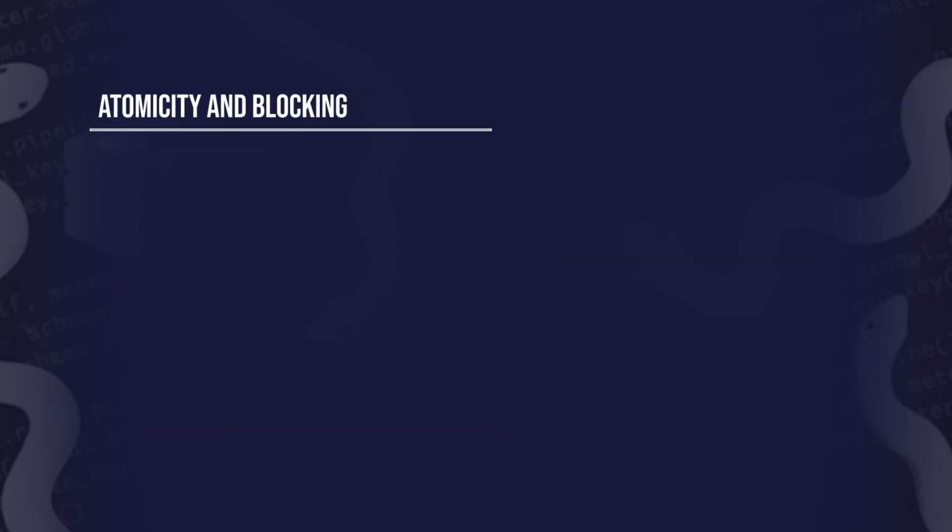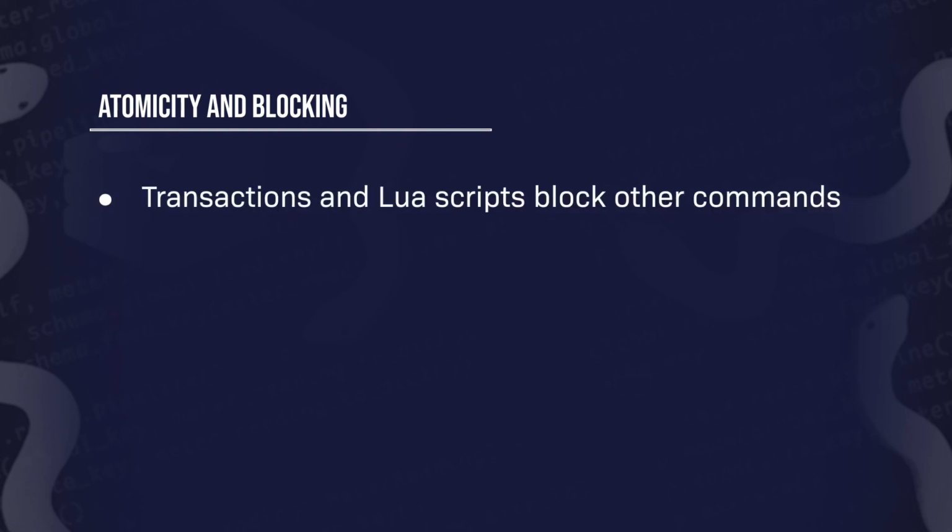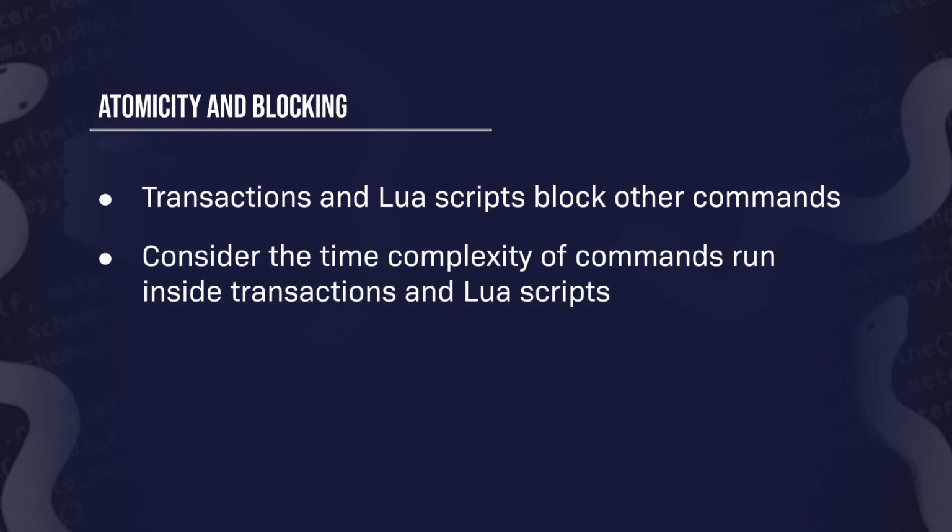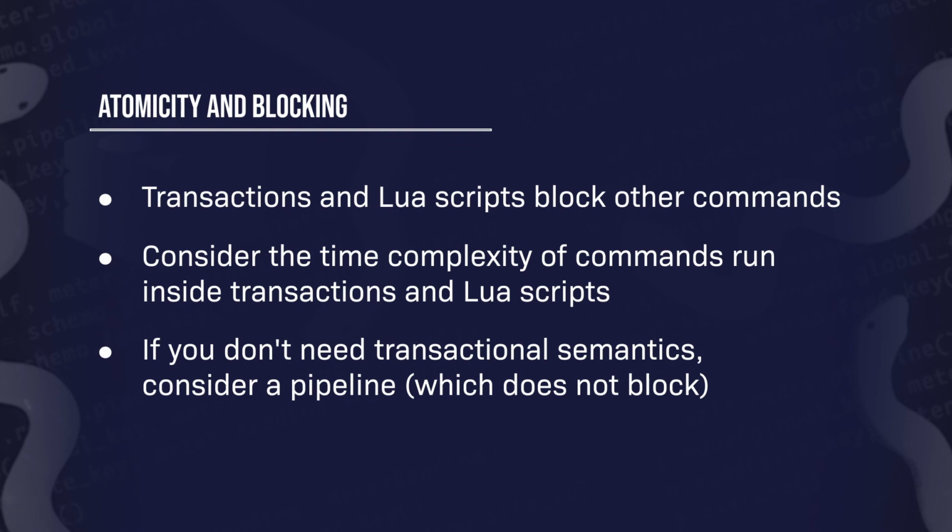Okay, to round out this chapter, let's review atomicity and blocking, specifically as they relate to transactions and Lua scripts. In Redis, transactions and Lua scripts both run atomically and block, which means that while they're running, no other commands can run. So you always need to keep this in mind when using these features. When running a transaction or Lua script, consider the time complexity of the commands you plan to run, and understand the cost of running thousands of commands within a transaction or Lua script. If you don't need transactional semantics, use a pipeline, which doesn't block for the duration of its run.